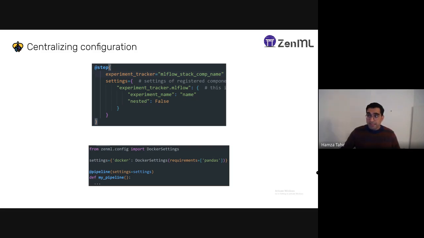The settings object is a centralized concept in ZenML now, which is a dictionary that you can pass to the step or the pipeline. And here you can put in everything. So if you have an experiment tracker in your step that you want to configure, you do that through there, just like I've given in this example. If you have Docker settings and you want to change your requirements, you do that through the Docker settings object, and then you pass that in the settings dictionary. So everything is centralized into this one object, which is passed to the steps and the pipelines. And there's a hierarchy between these two. We have docs on them.